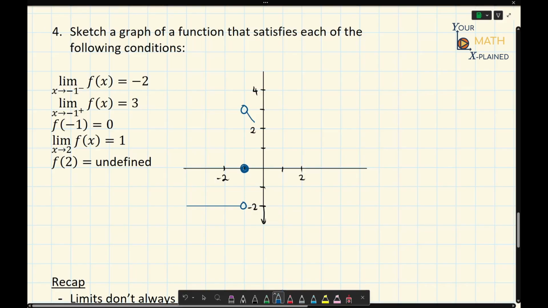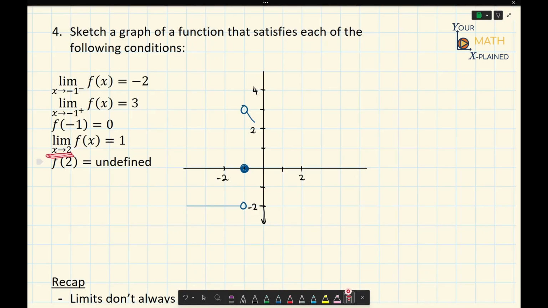Next, we want the limit of our function f of x as x approaches 2 to be equal to 1. Notice how this is just x approaching 2, which means we want both the left side limit and the right side limit to be approaching 1. So that means we want to be approaching this point right over here, and I'm going to continue with this line. Let's say it looks something like this. And then just to finish it off, the other side maybe looks something like this.